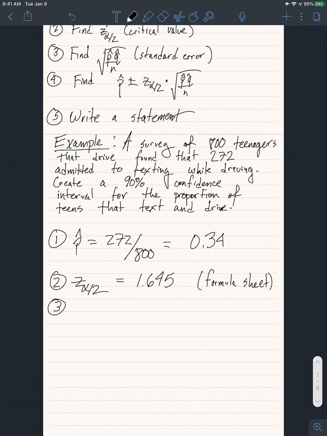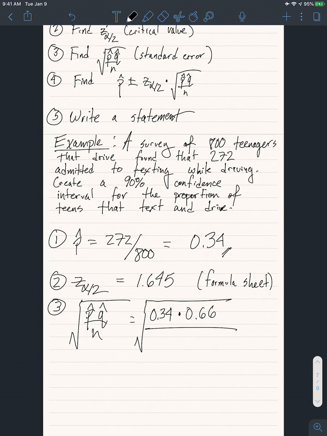Step 3, find your standard error, the square root of p hat q hat over n. Well, p hat is what we found, 34%, so 0.34 goes in for p hat. What is q hat then? Hopefully you remember how to come up with the q's if you have the p's, it's the complement. So p hat is 34%, the leftover from 100 goes into q, so 0.66. And n is the total number sampled, our sample size of 800.